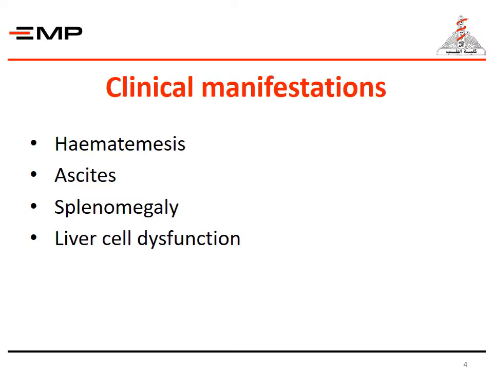Ascites may not be from portal hypertension alone, but also due to associated liver dysfunction. Splenomegaly may be of huge size and results in hypersplenism. Liver cell dysfunction occurs in hepatic and post-hepatic portal hypertension.